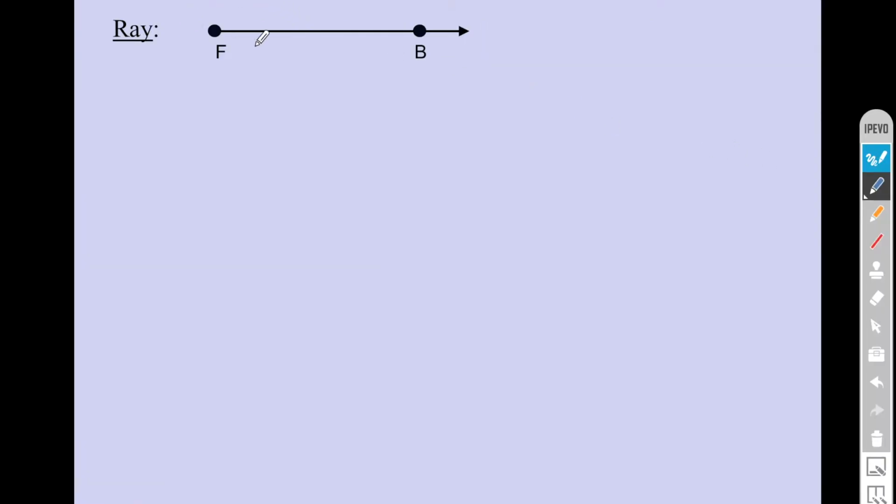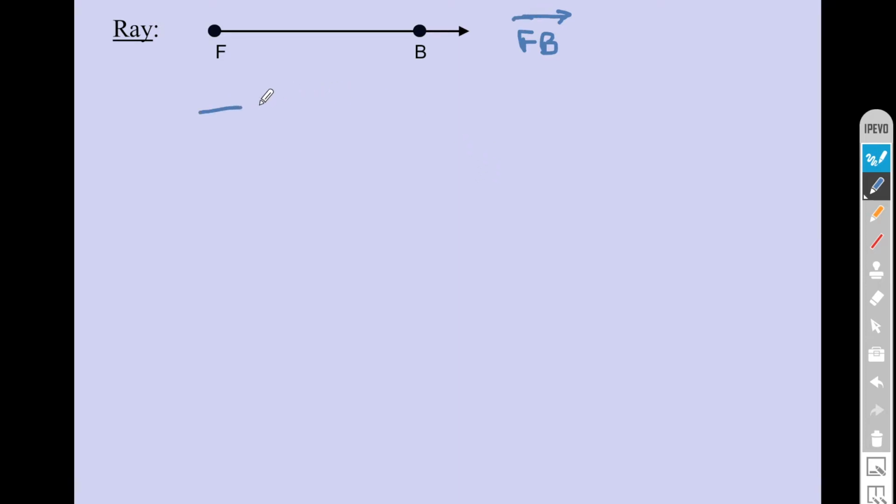Let's talk about a ray. What do we notice about a ray? Looks like it's a part of a line, but this arrow indicates that it goes on in one direction. Okay, has at least 2 points on the ray. When we want to name the ray, we're going to name it with the end point going first. Okay, it's very important. Ray FB.